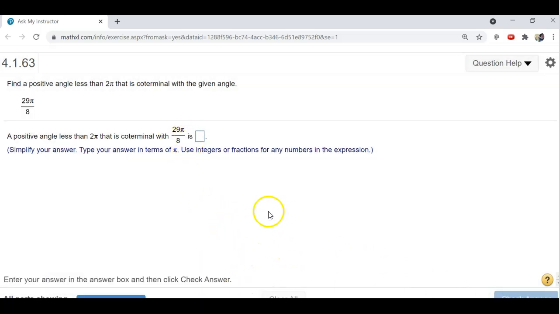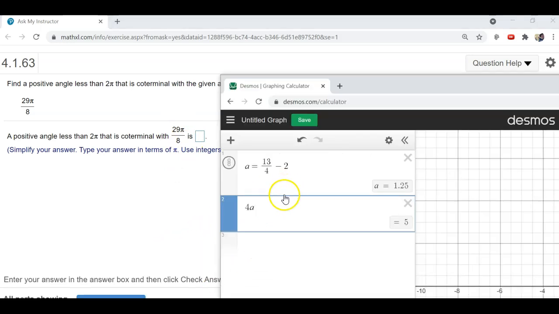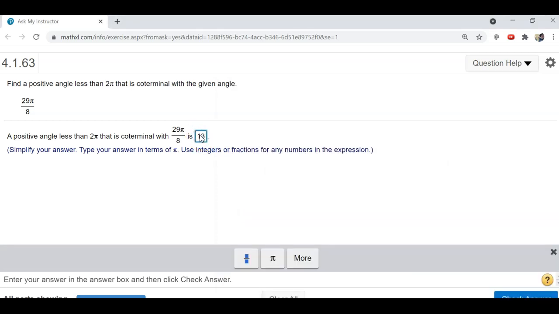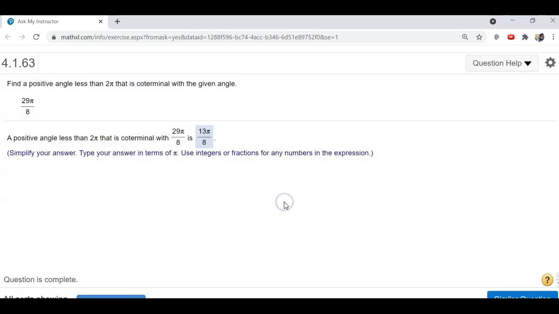29 eighths. Let's see if this one will reduce. I don't think I'll have to reduce this one either. But 29 eighths, remember, just remove the pi. So 29 eighths. I'm subtracting 2 pi. I'm ignoring the pi. My original denominator was 8, so I need to multiply this by 8. And I get 13. So 13 pi over 8. So that's all that you'd have to do if you wanted technology to help you.